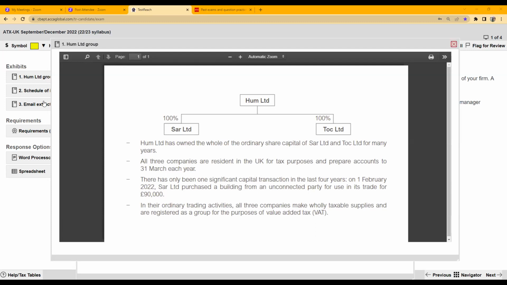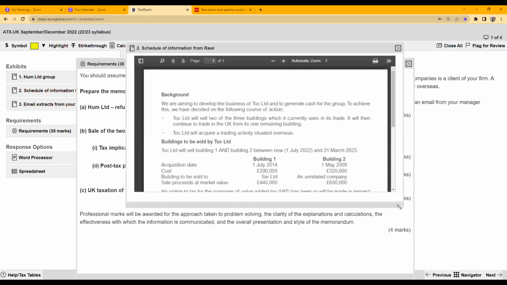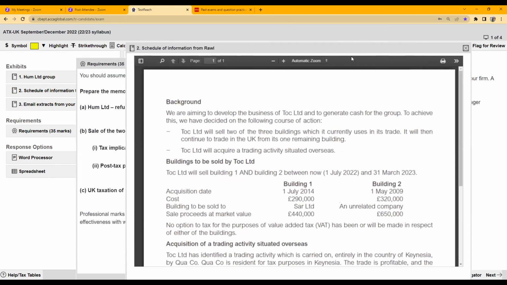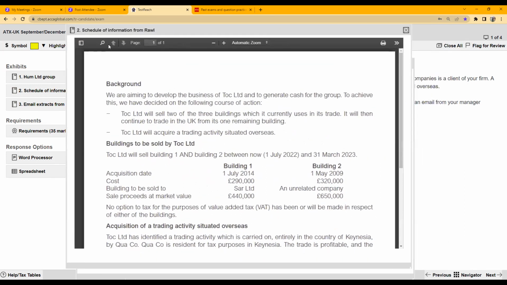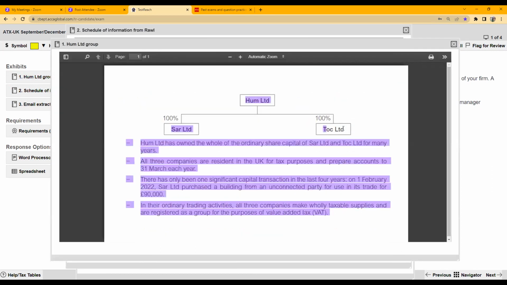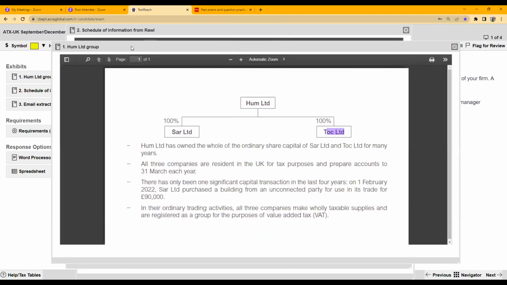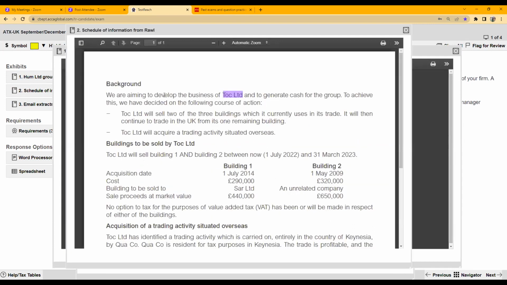Let's move further. Schedule of information. The schedule of information is basically from Raul, who is the finance director of Hum Limited. Background: we are aiming to develop the business of Talk Limited, which is one of the companies in the group, and to generate cash flow for the group. To achieve this, we have decided the following course of action.